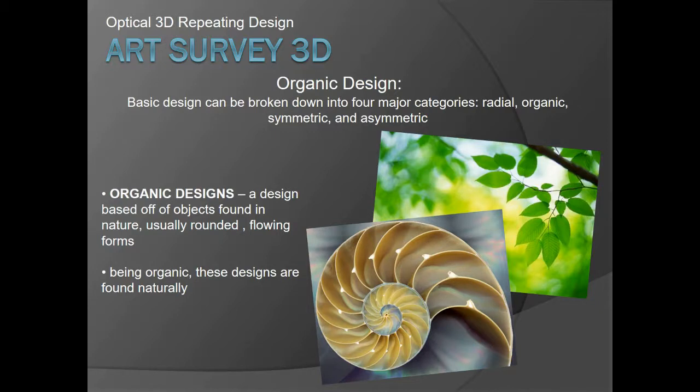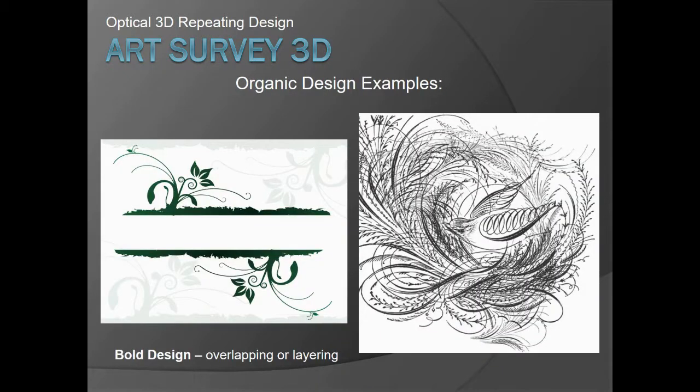These are two examples of organic design. The seashell that curves and around, and the leaves. Here's a couple of artist-created examples of organic designs. Note that in both of these designs, the artist is using that artistic convention of overlap, or placing one object over top of the other.